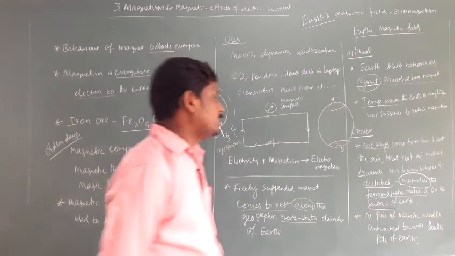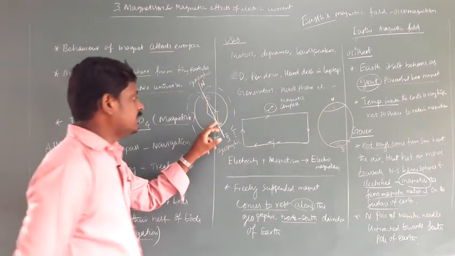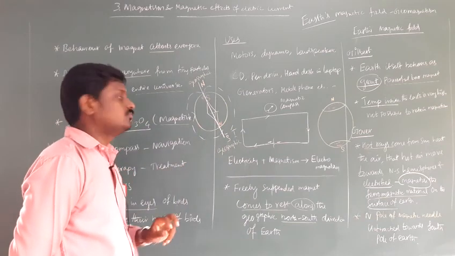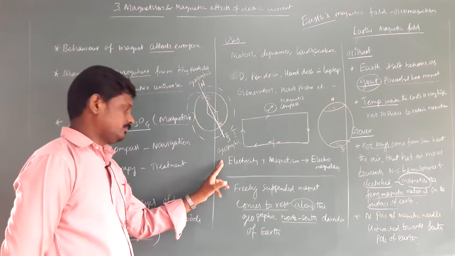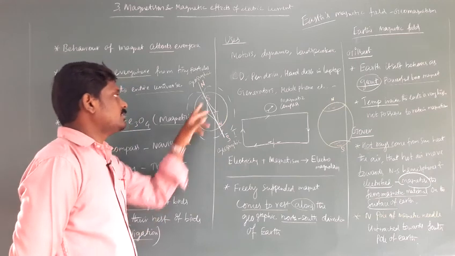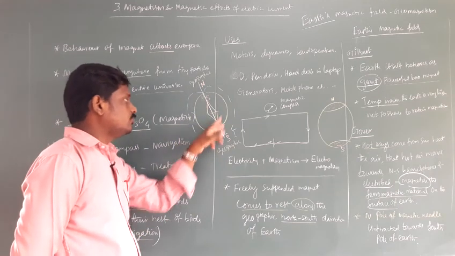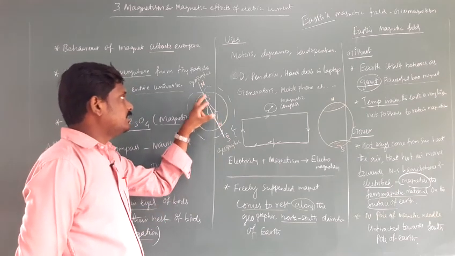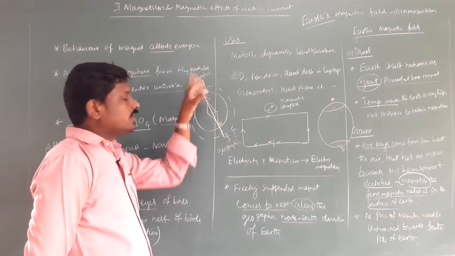Then the final point: the north pole of the magnetic needle is directed towards the geographic south pole. Similarly, the south pole of a compass needle is directed towards the geographic north pole.